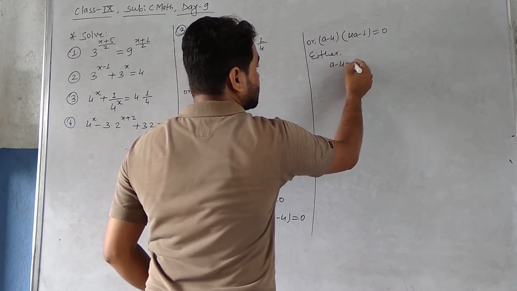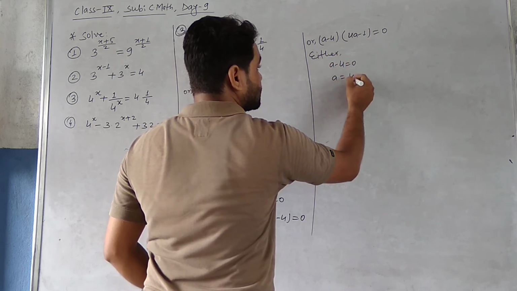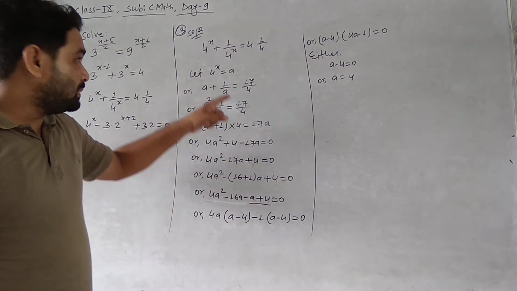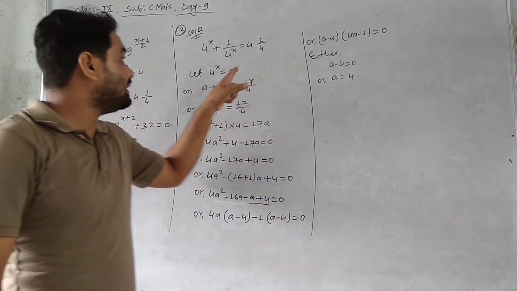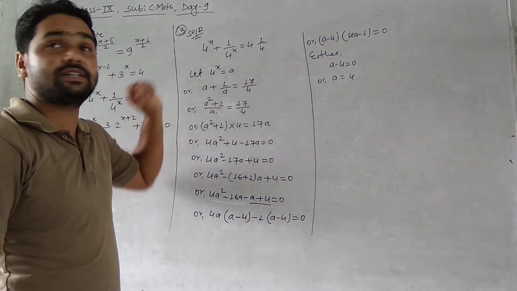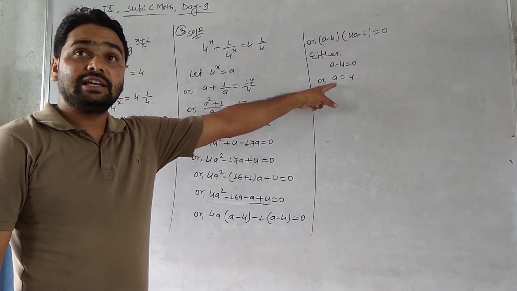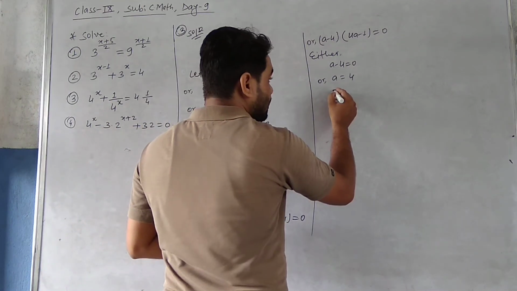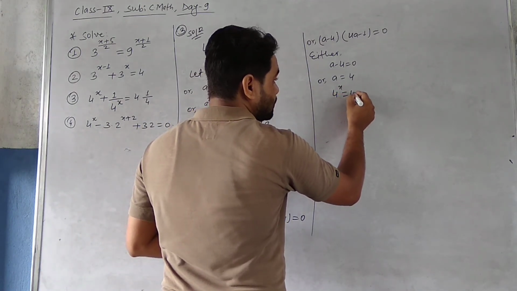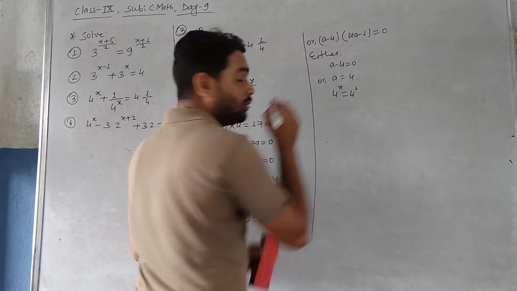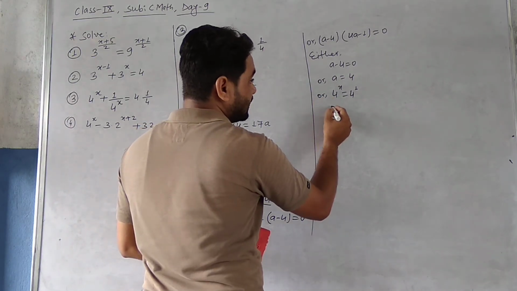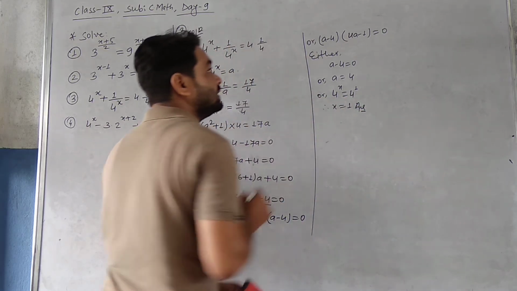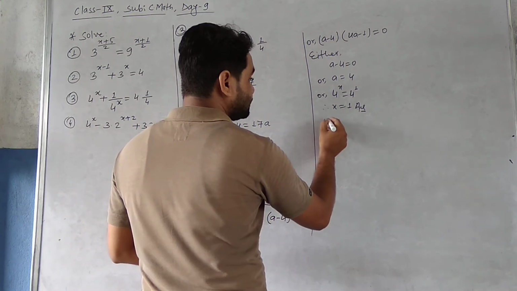a minus 4 equals to 0, a equals to 4. That means this is minus, this side it becomes plus. And in the starting we have said that a equals to 4 power x. Now in the place of a, we are going to write the value 4 power x. So we get 4 power x equals to 4, that means 4 power 1. Therefore, if the base is same, then we can equate the power. This is either-or.